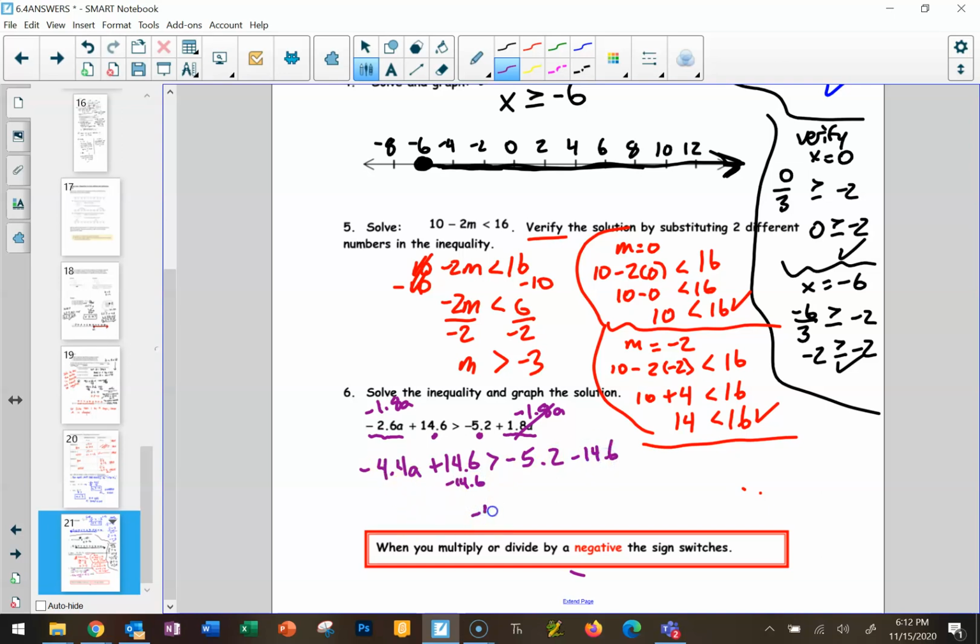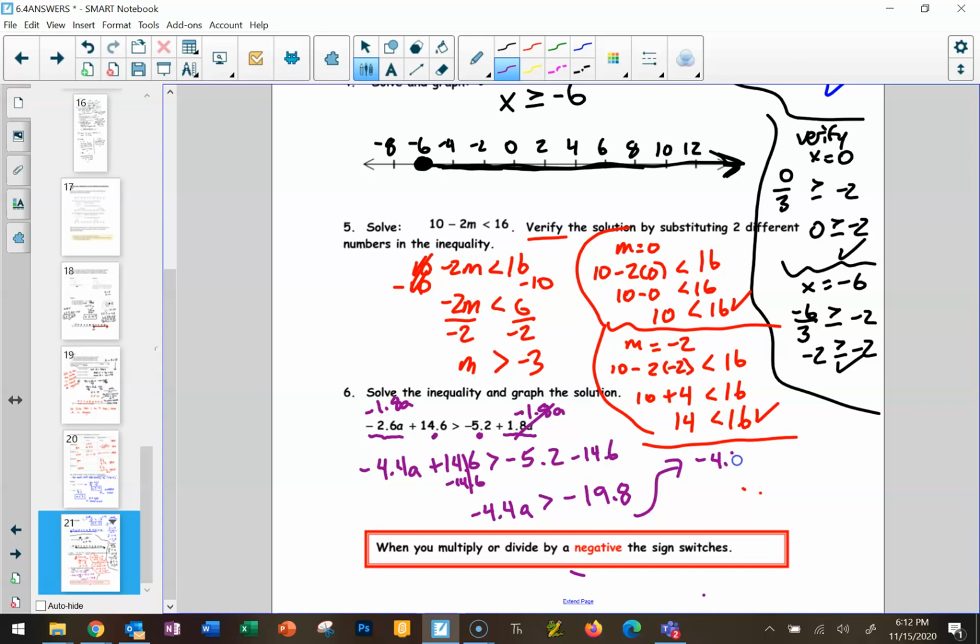So I've got negative 4.4a, and then that is canceled and still greater than. And then I've got a negative 5, and I'm going more negative. So I'm actually getting all the way down to negative 19.8. All right? So now I have to do some division. I'm just going to give myself a little bit more room here.